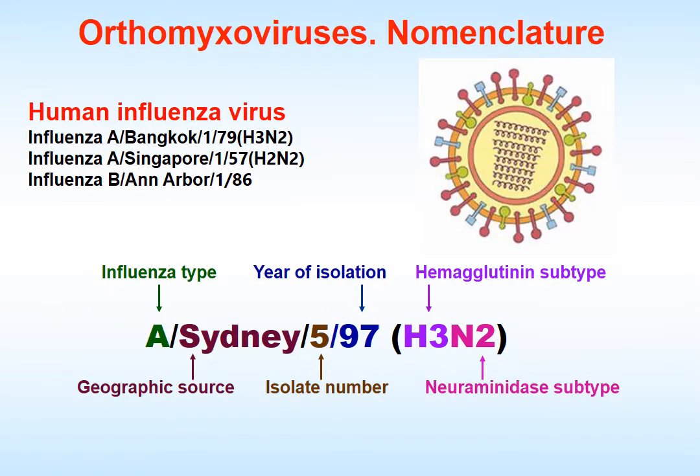Nomenclature of Orthomyxovirus. Usually the name gives the type of virus, influenza virus. After that, the name of the geographic source, the isolate number, then the year of isolation, and last, information about the subtype, the serotype, which is the number of hemagglutinin and neuraminidase.